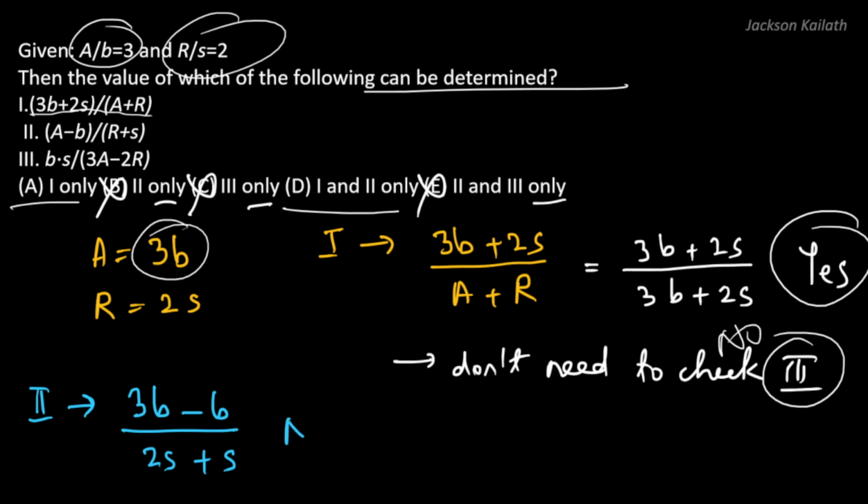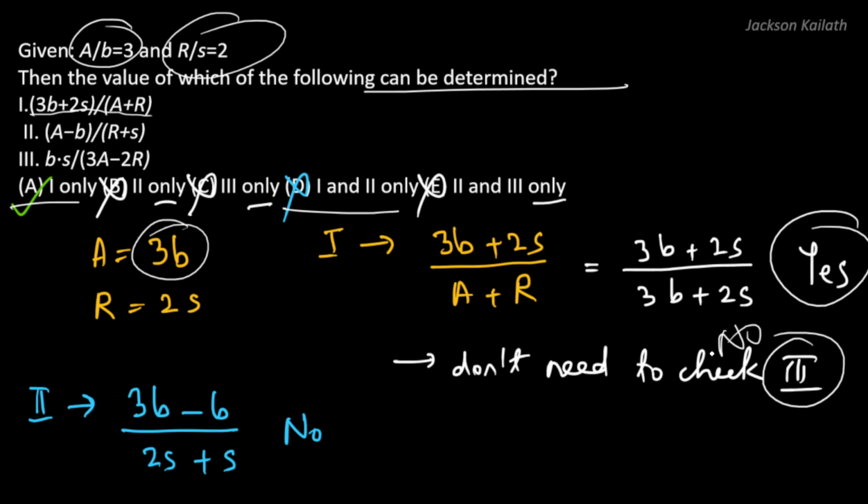So we are getting a no over here. So statement 2 cannot be determined. So we are able to eliminate option D as well. And the correct answer is option A, that is 1 only. Okay, so the interesting thing is over here, there was no need to even check statement 3.